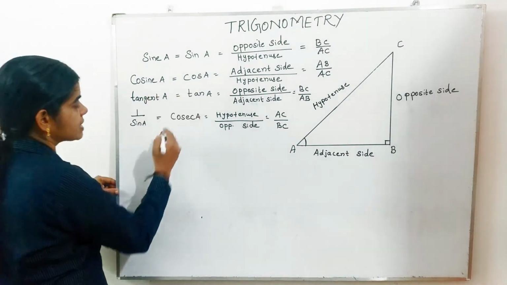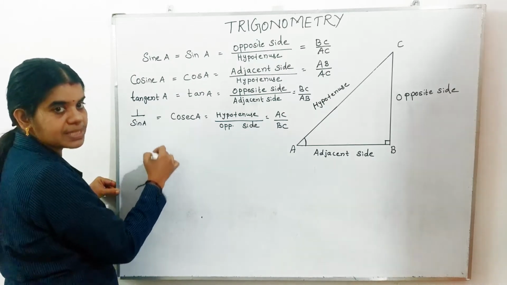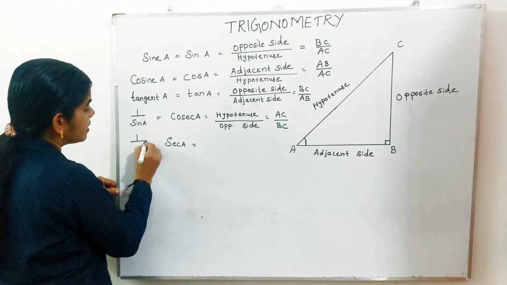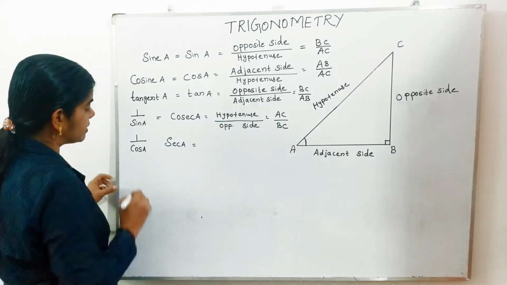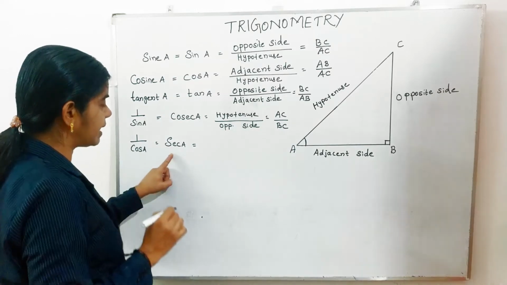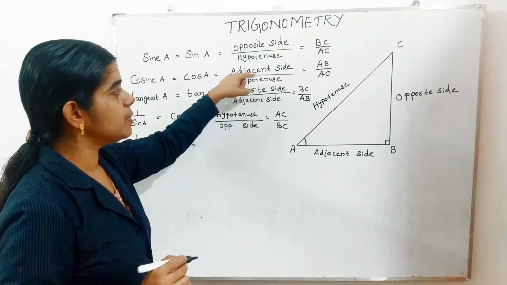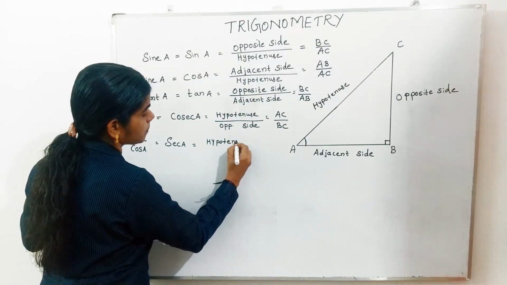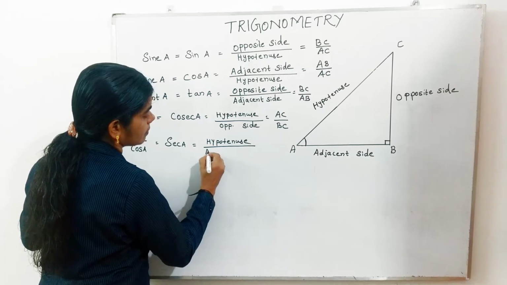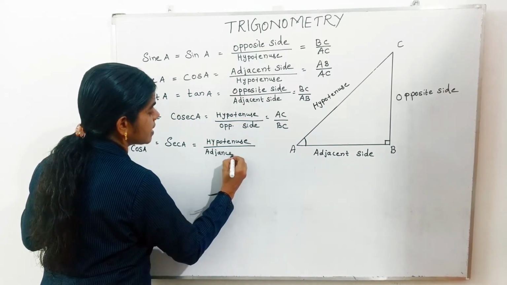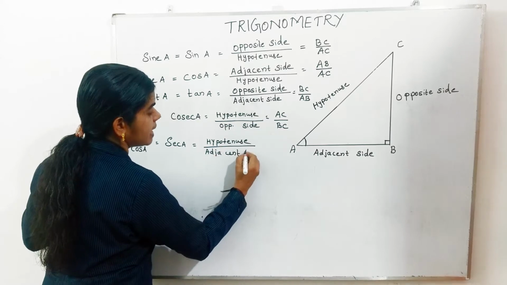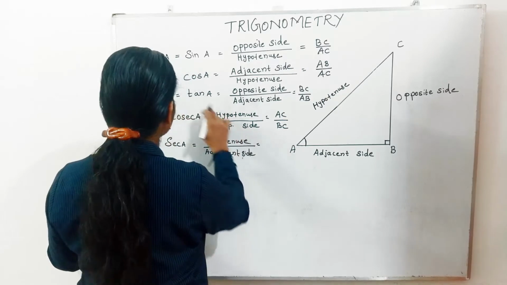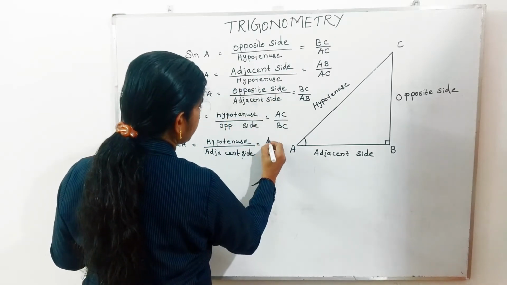Next will be cos A is given. Secant A is the full form. We will write that sec A. Sec A will be the reciprocal of cos A. That is 1 by cos A is equal to sec A. That will be hypotenuse by adjacent side. Hypotenuse by adjacent side. Here what will be the AC by AB.